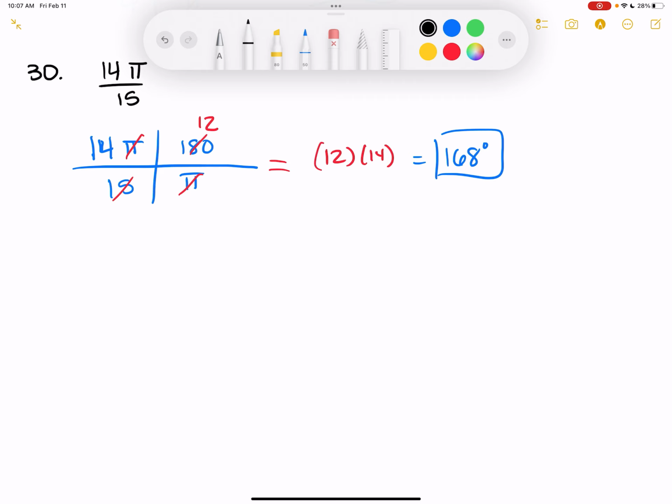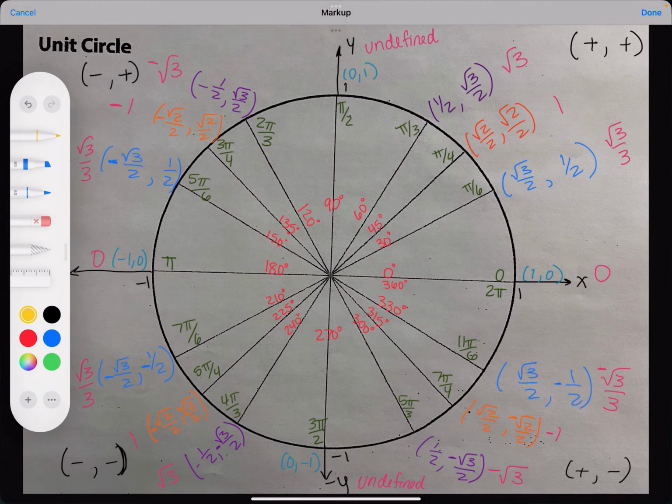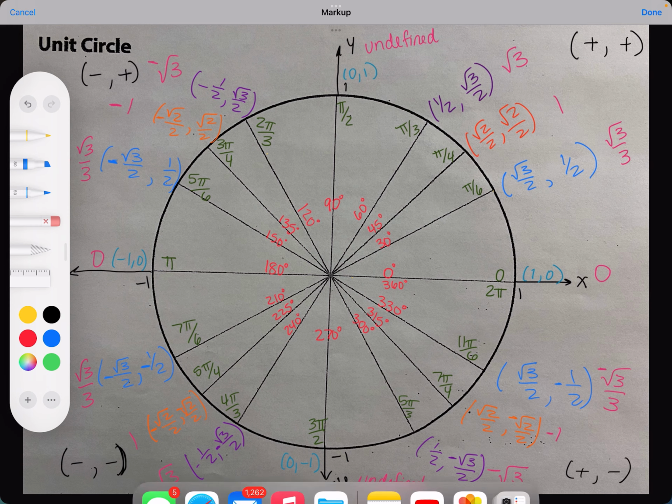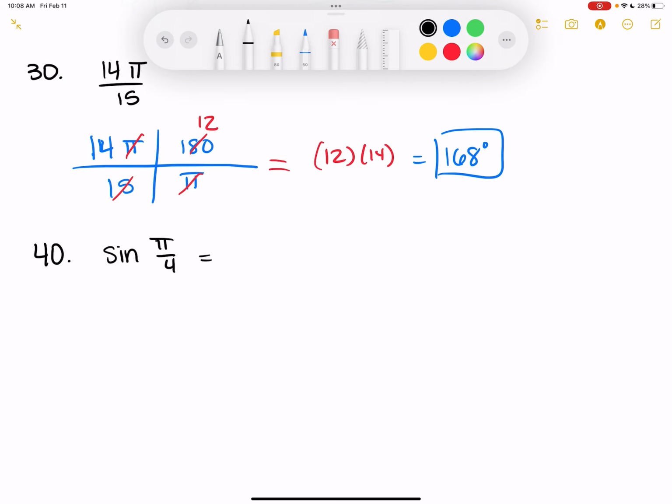But what I want us to look at really quick, okay, if I tell you to tell me what the sine of pi over 4 is, okay, from your unit circle, you're looking at the y value at pi over 4. So I'm at pi over 4. I'm looking at the y value for sine, okay, which is the square root of 2 over 2. Okay, so the answer, root 2 over 2.